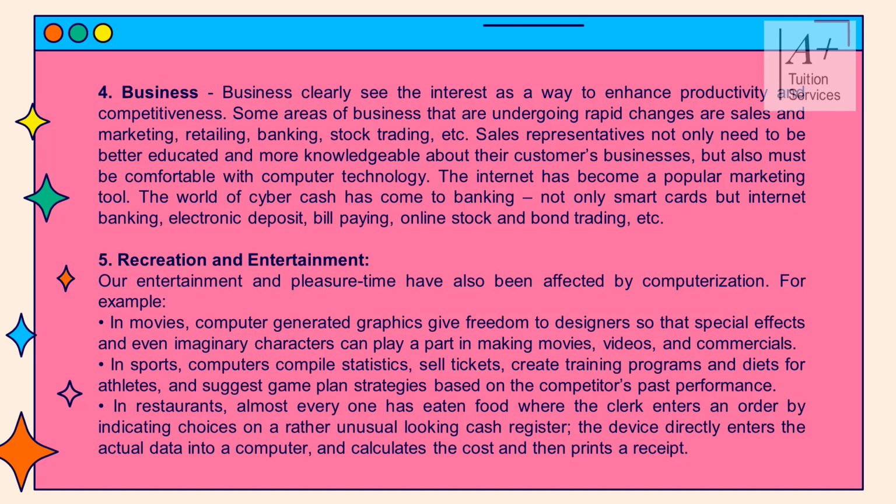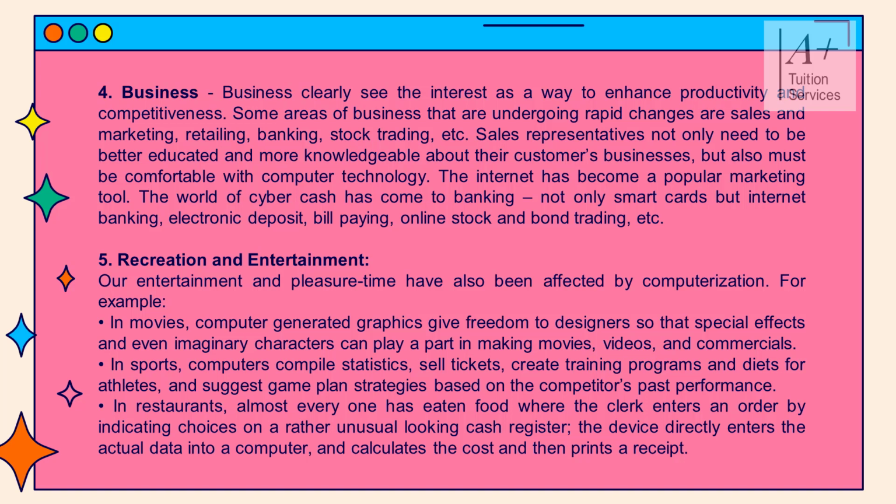So all those movies that you see now, sometimes one character is not even real, it's just based on a CGI that was created by a designer, and they act a role as if they were an actual actor in the movie. We have recreation in terms of sports. Computers compile statistics, sell tickets, create training programs and diets for athletes, and suggest game plan strategies.